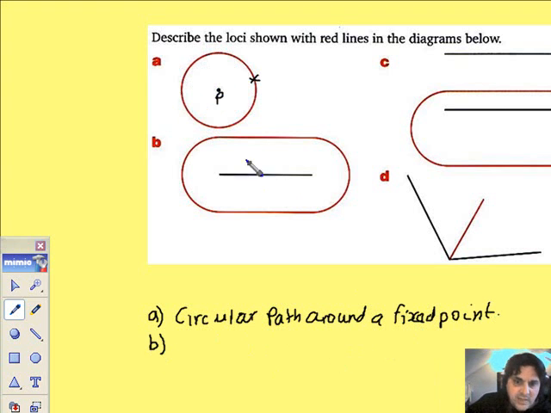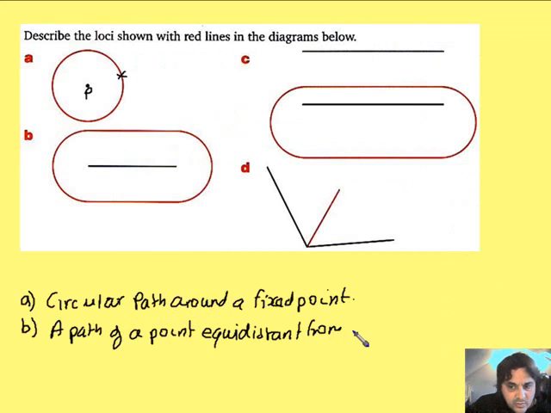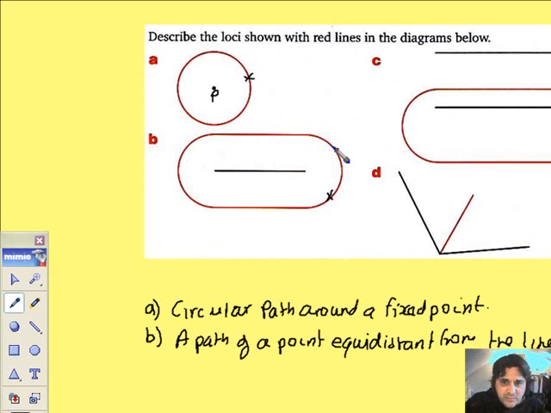B. Look at this. This is a path around a line in a fixed position. So it is a path of a point equidistant from the line shown. And let's just think about that. It is a path of, say, this point that moves, and it's always the same distance away from the line.